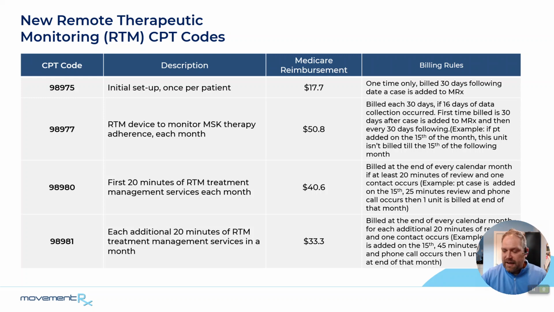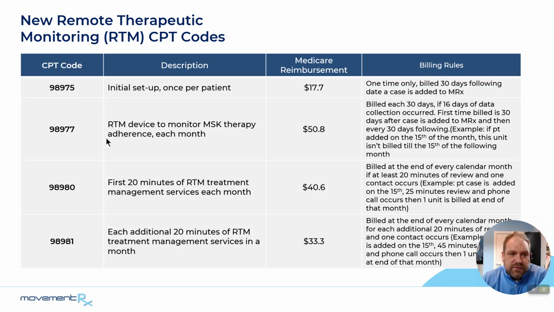It's a one-time only code, and it can't actually be billed until 30 days following the start date that they were added to the software system. So 30 days following the start date, and it's a one-time only code. This is the Medicare reimbursement for Michigan, $17.70. It changes by region, but it's all pretty close to that.